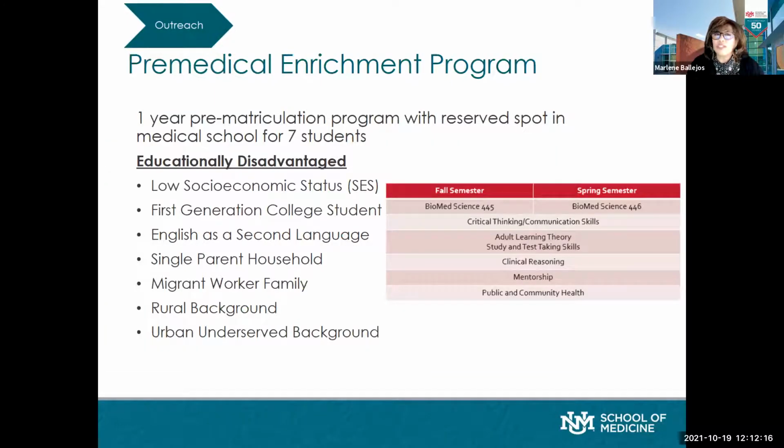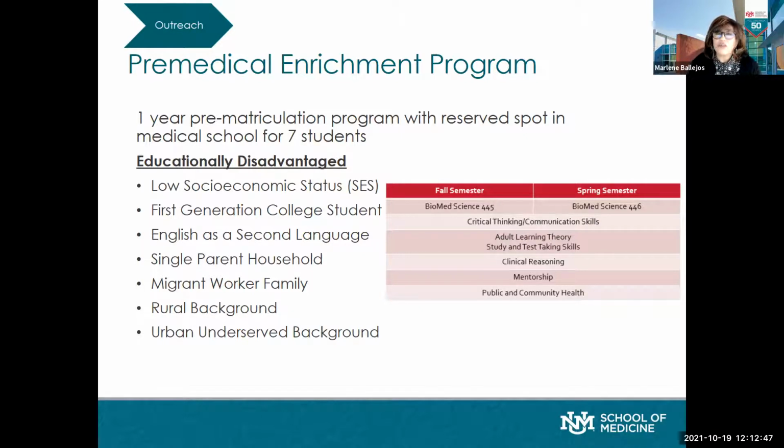We also have an outreach program that we call PrEP. So it's the Premedical Enrichment program. And basically the program goals are to provide a means for educationally or socially economically disadvantaged students across the state of New Mexico to really pursue those careers as a physician in our School of Medicine. And so we prepare students accepted into the program for success in medical school. We reserve 7 spots every year for these students.